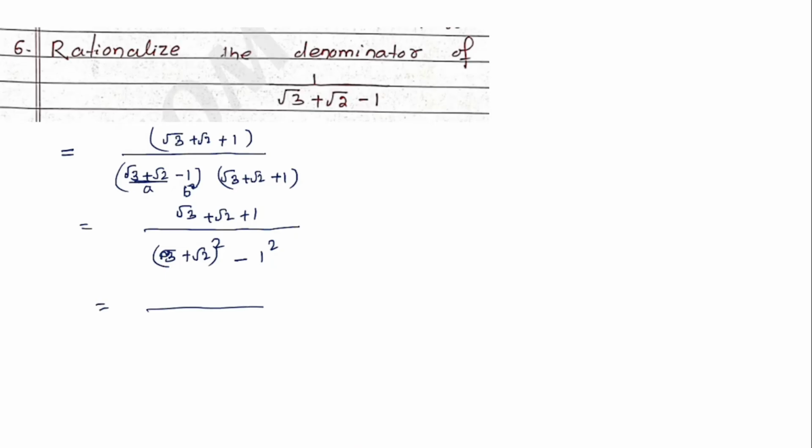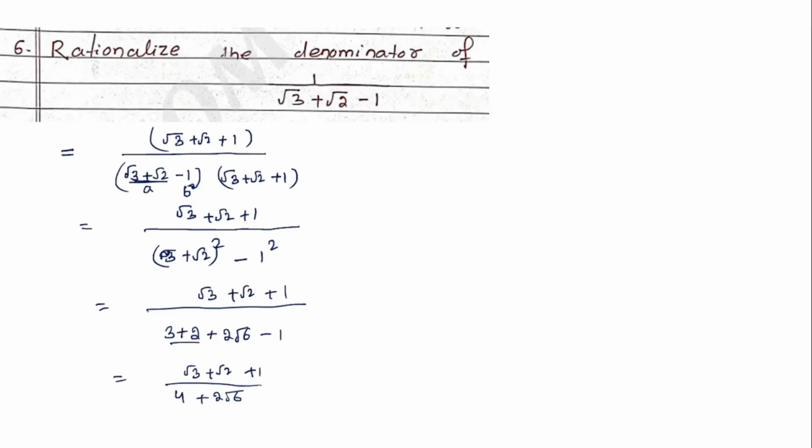Again a square, that is 3, b square, that is 2, plus 2ab, plus 2 root 6, 3 into 2 is 6, minus 1, here is root 3 plus root 2 plus 1. Now 3 plus 2 is 5, minus 1, that is 4, so 4 plus 2 root 6. Now the numerator is root 3 plus root 2 plus 1.